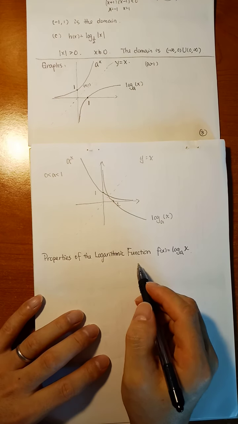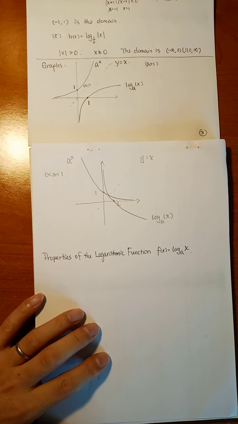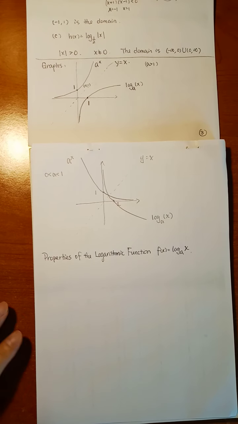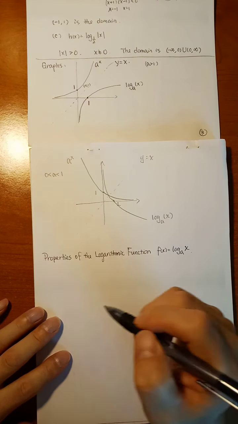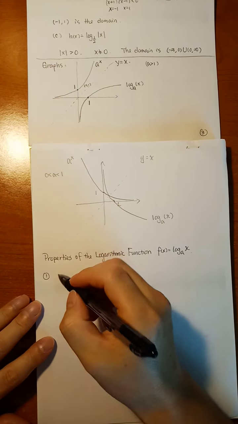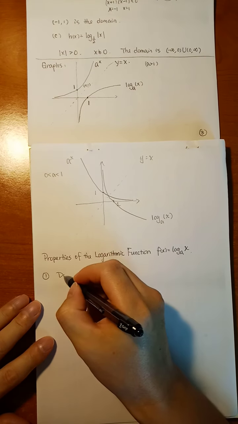Properties of a logarithmic function f(x) equal to the logarithm to the base a of x. Okay, the first property, domain and range. Domain: 0 to infinity. The logarithmic function is only defined for the positive numbers. Range: it can be from negative infinity to positive infinity.